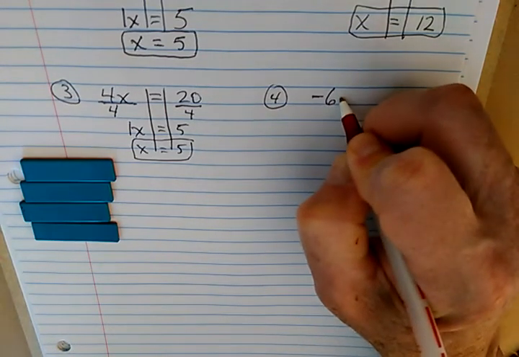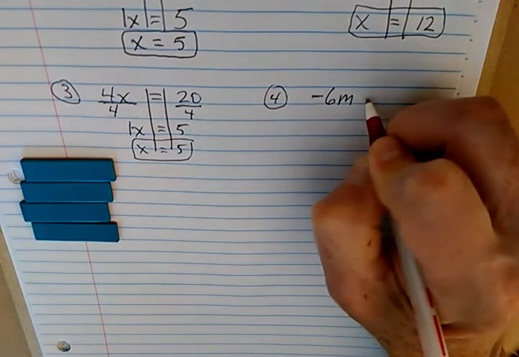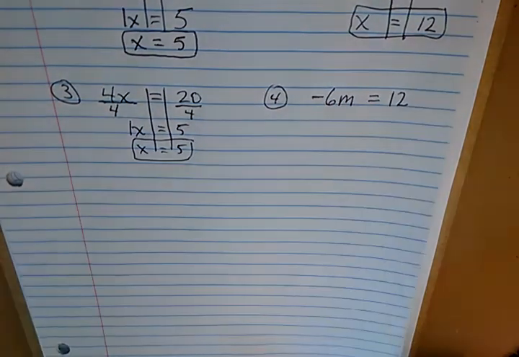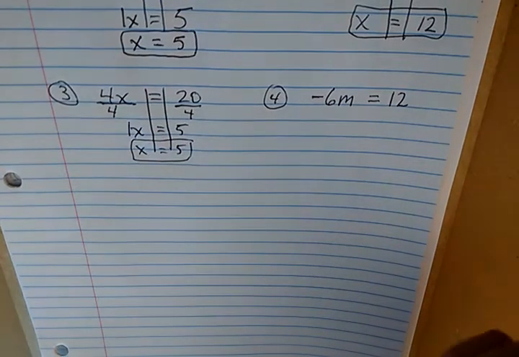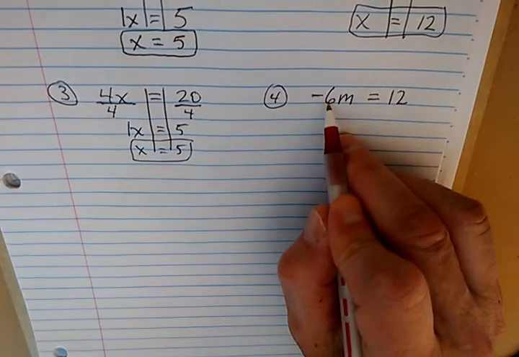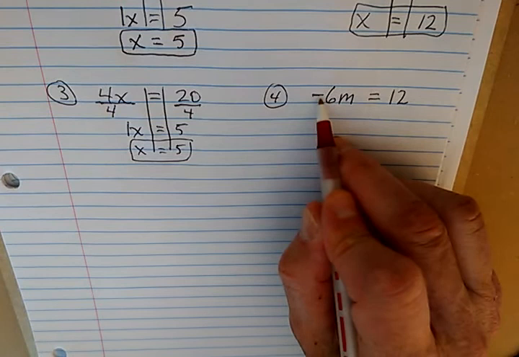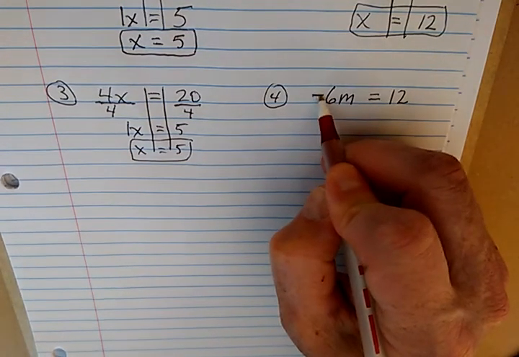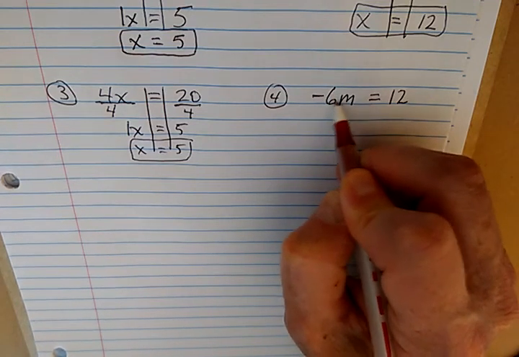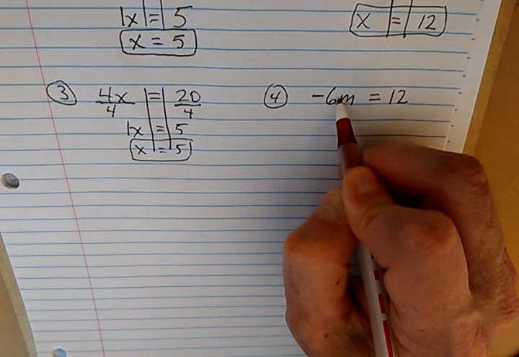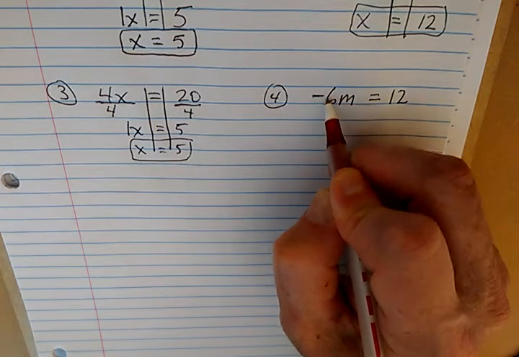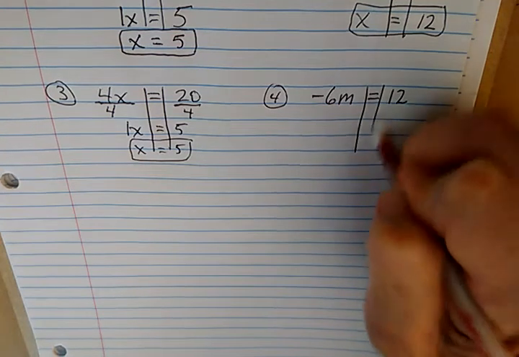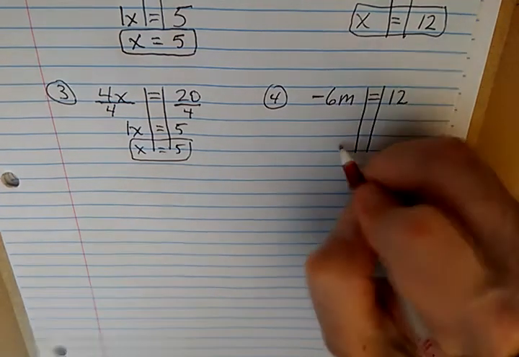Negative 6m equals 12. All right, so this is negative 6m equals 12. The negative sign doesn't mean subtraction. It means, of course, it's a negative sign in front of the 6, right? But there's nothing between the 6 and the m, so that means there's no addition or no subtraction. This is a negative 6 times m equals 12.